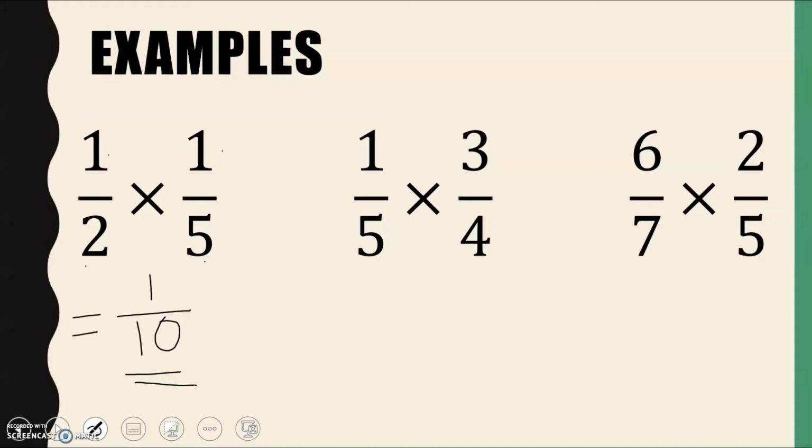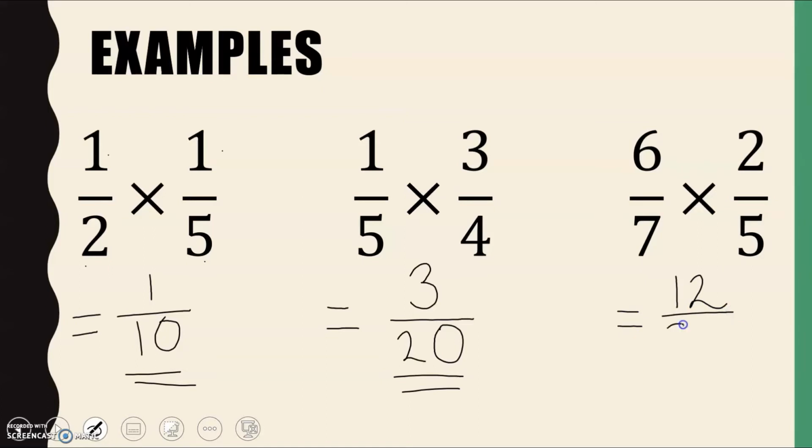For example number 2, 1/5 times by 3/4, well 1 times by 3 is 3, and 5 times by 4 is 20. 3 and 20 are not in the same times table, so that is my final answer. Last example here, 6 times by 2 is 12, 7 times by 5 is 35, 12 and 35 are not in the same times table, so that is us finished with that example as well. So pretty straightforward.